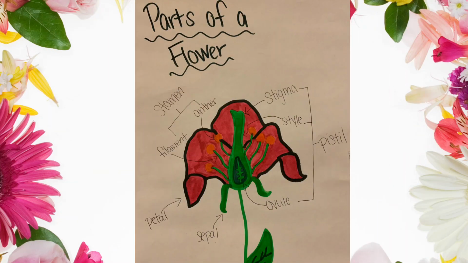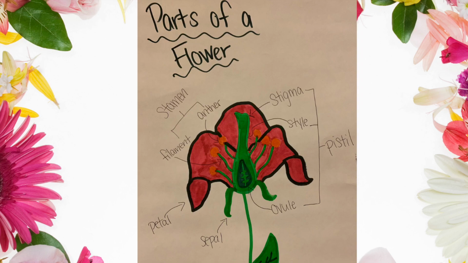Here we have a diagram of a flower in detail. Imagine if you cut a flower right in half. That is what you are looking at right now. Now let's go over each part one by one.